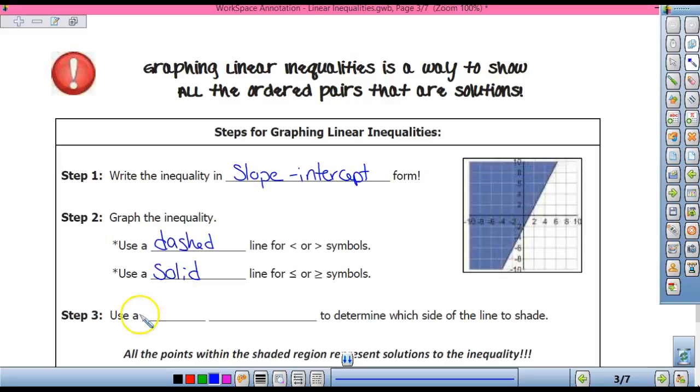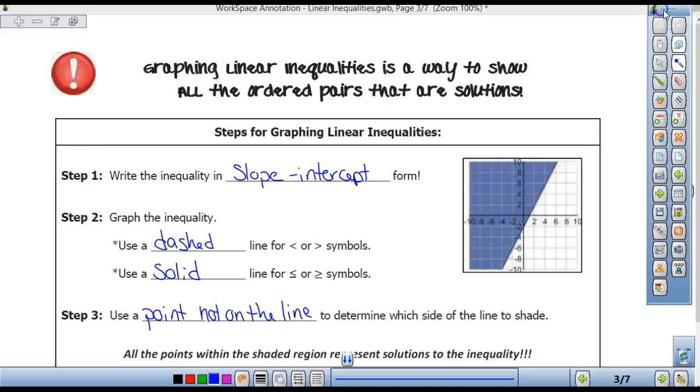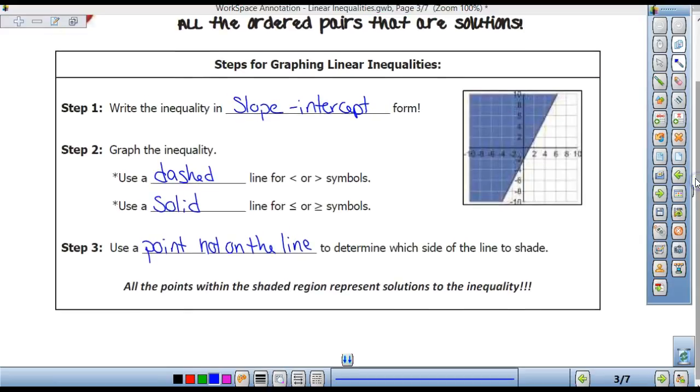And then we're going to use a point not on the line to determine which side of the line to shade. Almost always, I'm going to go out on a limb here, I use the point 0, 0. It's a nice way to shade it.